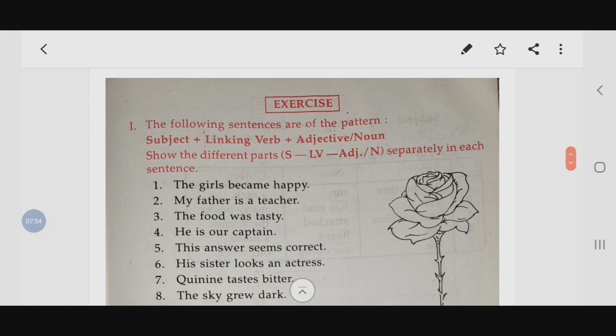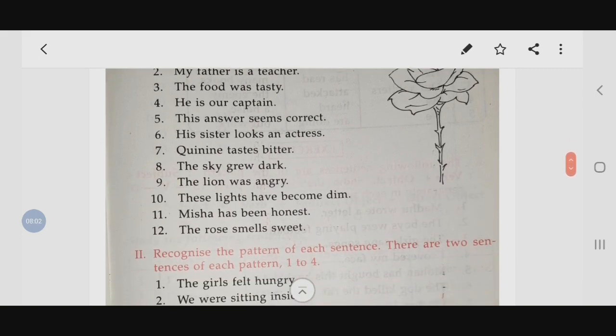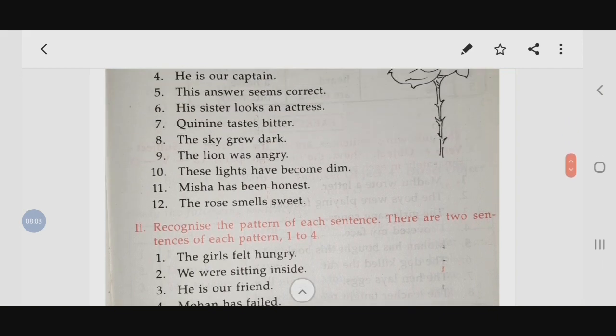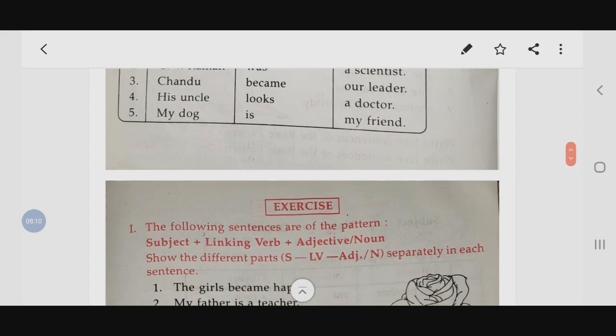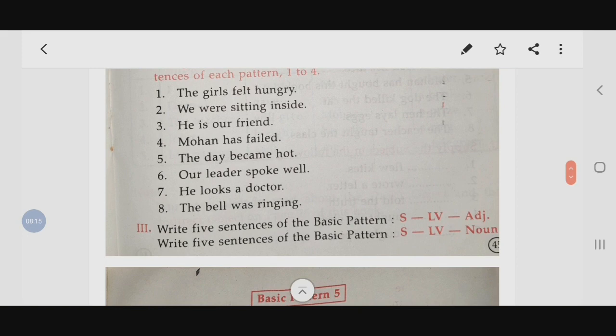The following sentences are of the pattern subject plus linking verb plus adjective or noun. Show the different parts separately. Try to do it. Recognize the pattern of each sentence. There are 2 sentences of each pattern, 1, 2, 4. I have only discussed the 4 basic patterns, and these are the questions. Try to do it. Write 5 sentences of the basic pattern subject linking verb adjective, then 5 sentences of the basic pattern subject linking verb noun.